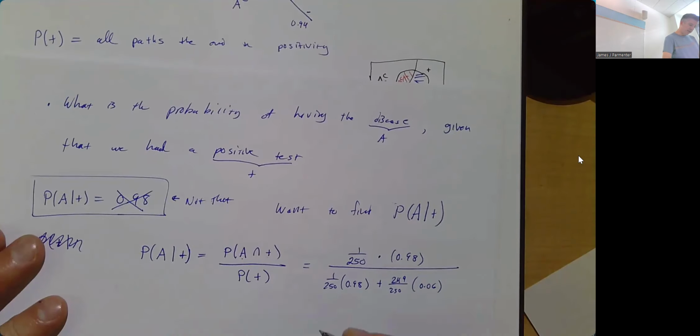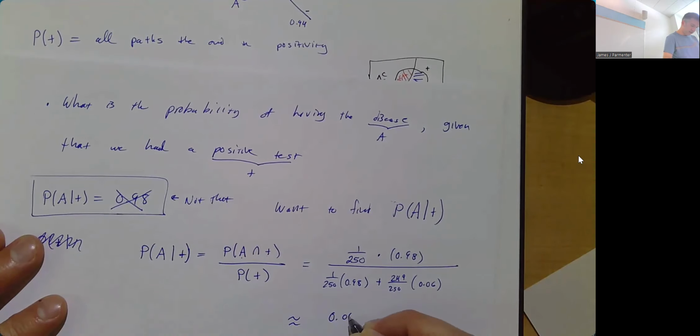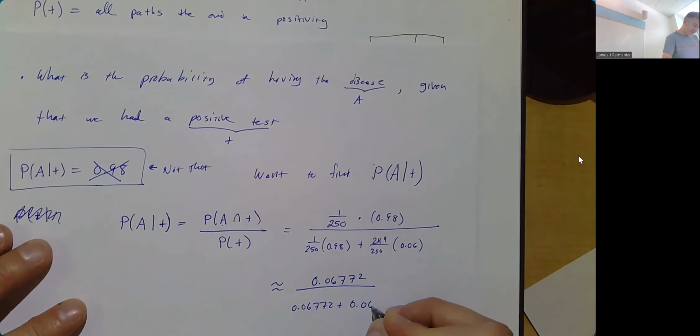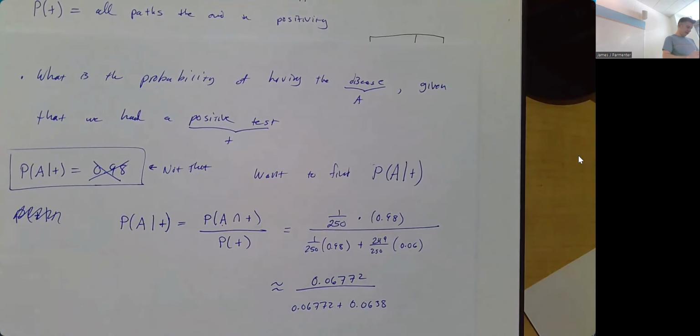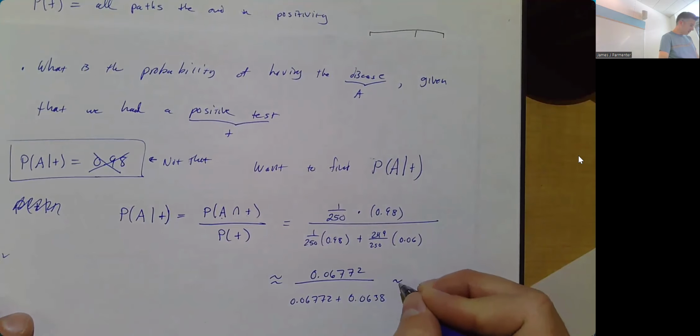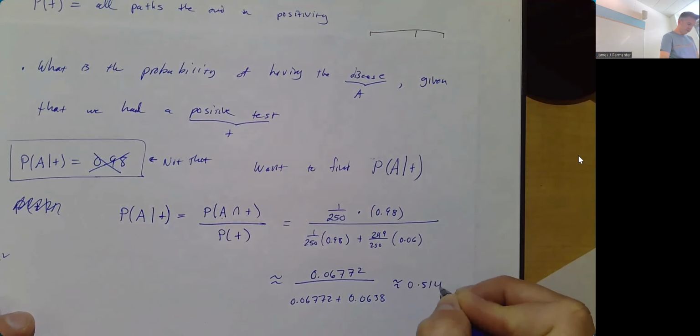So we're getting approximately 0.06772 divided by 0.06772 plus 0.0638. And if we do that, 0.0638 equals, and then so it's going to be 0.06772 divided by 0.13152, which should be about a half. Yeah, it's about 0.5149.